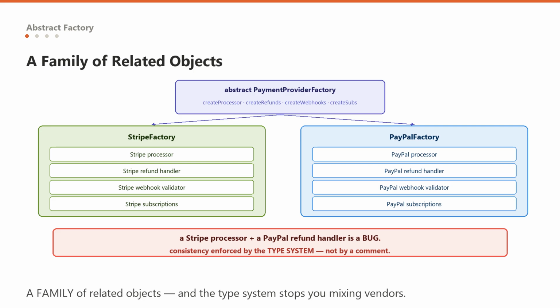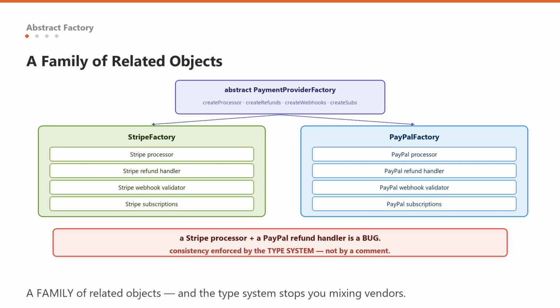Concept 3. Abstract factory, the big one, and the one people misname. Abstract factory answers a different question again, and the key word is family. It provides an interface for creating families of related objects without specifying their concrete classes. So think about our payment system, but bigger.